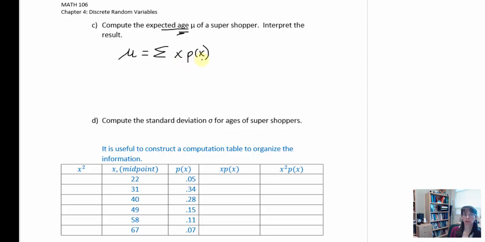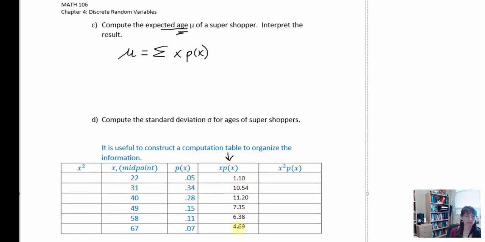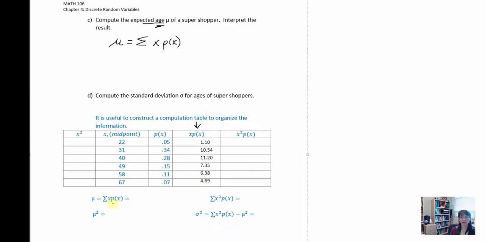Since we need x multiplied by the probability of x, we were given the age and midpoints, so from 22 down to 67, those are the x values. And then the probability of x has been written here in the table as well. So now all we need to do for the x times p of x is multiply 22 times 0.05, 31 times 0.34, and so on. Now we have all of our values filled in, and we're going to sum those values, and that is our expected value. So mu is equal to the sum of x p(x), and that is 41.26.